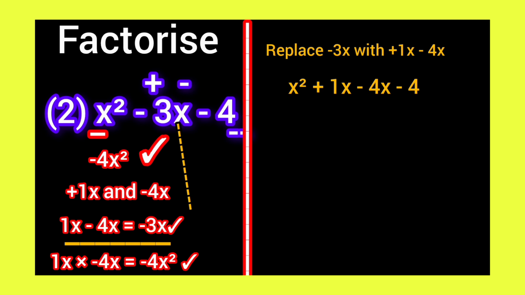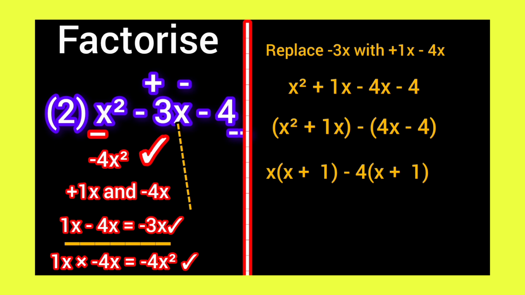Then we check, we group by having open bracket s squared plus 1s close bracket, minus, open bracket 4s minus 4 close bracket. When you check critically, you find out that both of them have s. We factor s out, we have s plus 1. In the 1s, we bring s out, we are left with 1. Now, both of them have 4. We factor minus 4 out, we are left with s plus 1. How come plus 1? That is minus 4 divided by minus 4. Minus will cancel minus. 4 divided by 4 is 1.